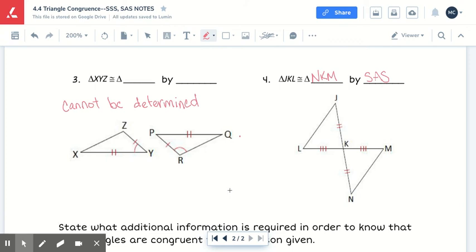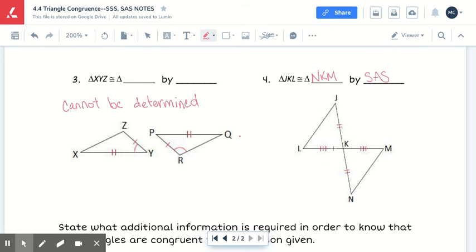Okay, welcome back. Again, for number 3, we cannot state that these two triangles are congruent because on one triangle they gave me a side angle side, but on the other triangle they gave me two sides and the angle that is not included. So for this one, I cannot determine it. This is not side angle side. For number 4, the two triangles are congruent.